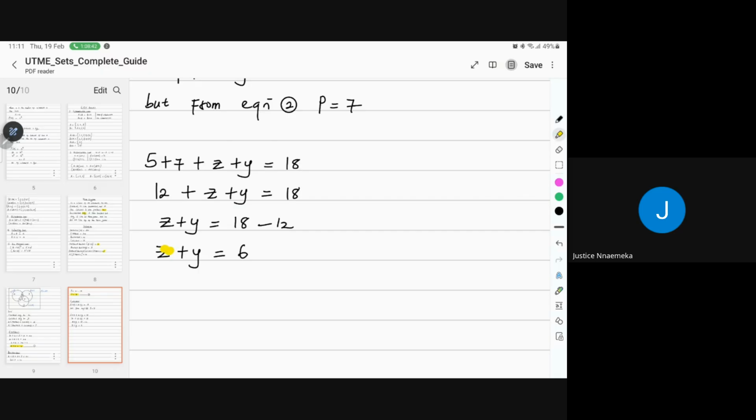And that will give birth to our equation number 3. This will give birth to our equation number 3. We'll have a particular value right here.